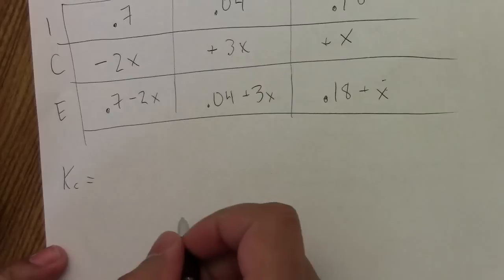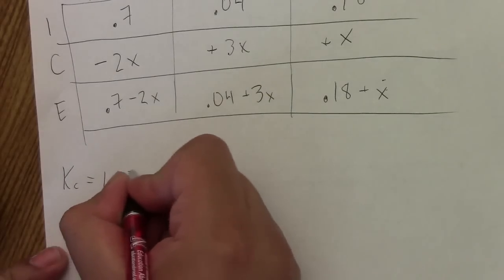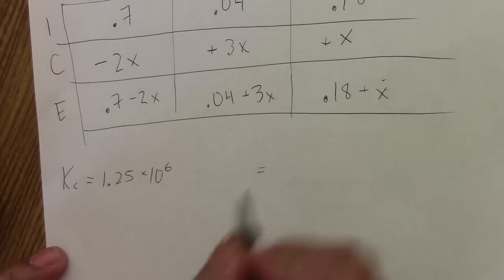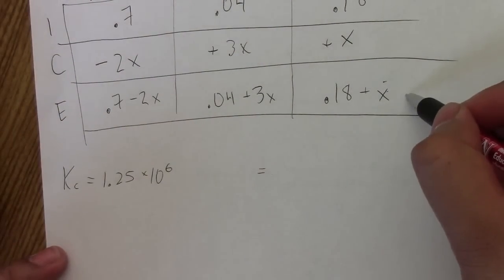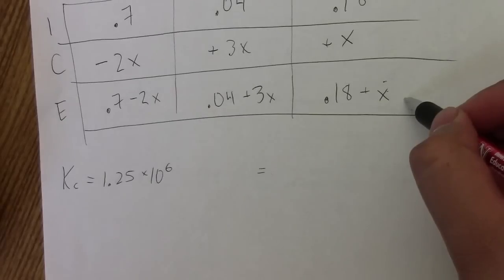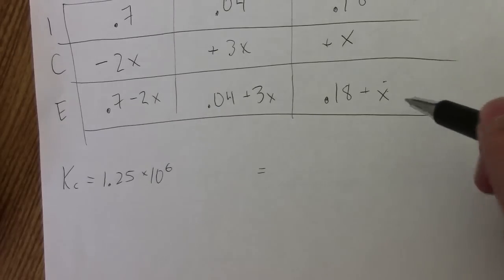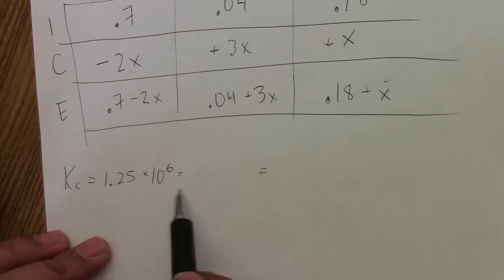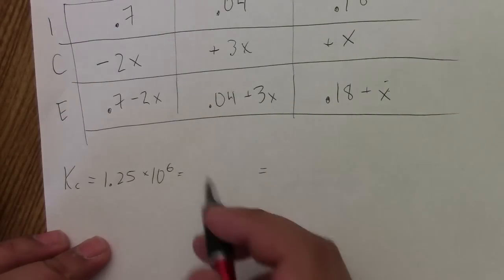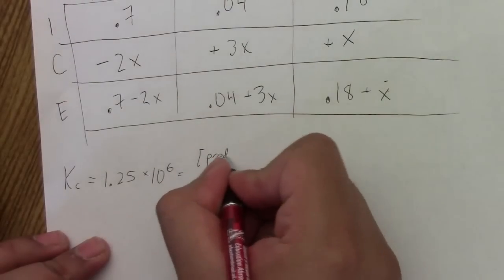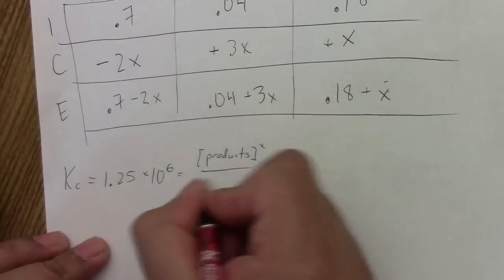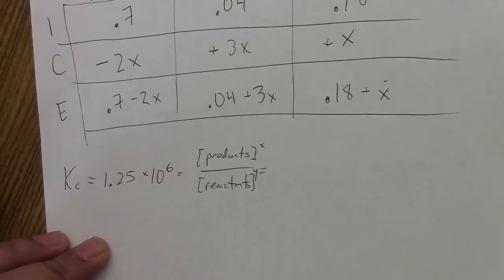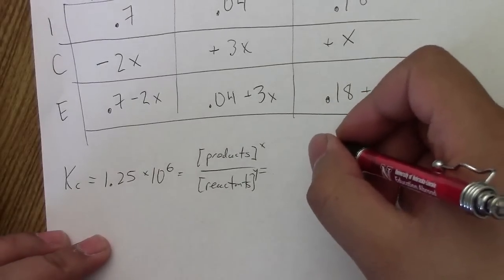Kc is equal to, given to us is 1.25 times 10 to the 6th. And we're going to set that equal to a pretty large expression over here. Now, again, it's very tempting to skip steps, so I'm going to actually not do that. So let's do Kc is equal to this number that was given to us. Remember, products over reactants. Don't forget those exponents. Can't tell you how many times I've written this down. Well, I can. It's like 14.